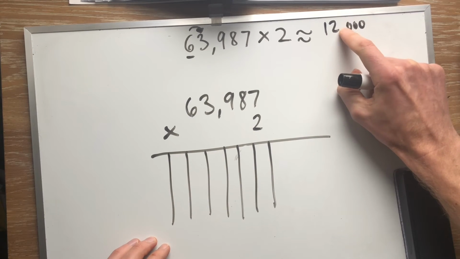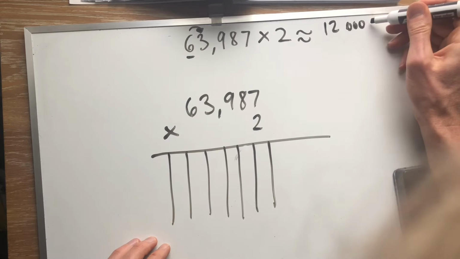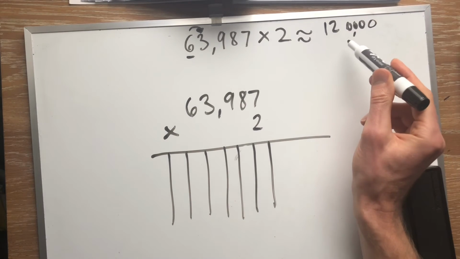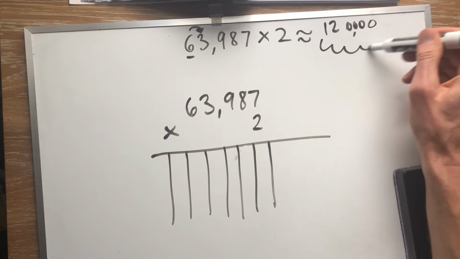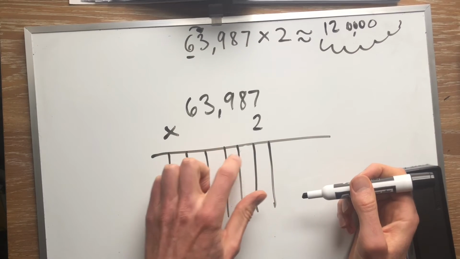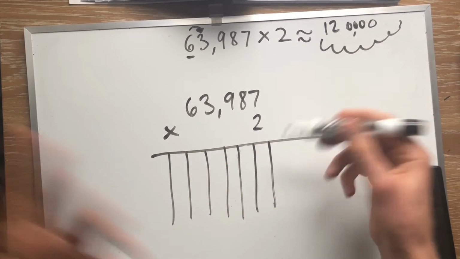Boy, when I wrote it again, I didn't do it right. I need to have 4 zeros. Okay. So we think the answer is going to be around 120,000. So let's find out if it's around 120,000, which is what we found out with our estimate. So let's just go ahead and multiply them.